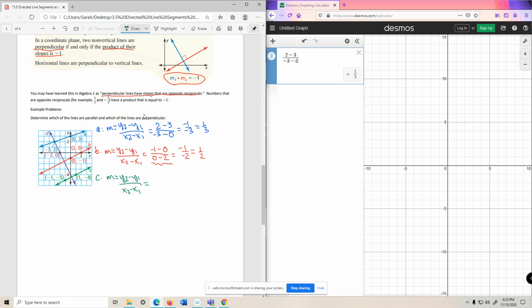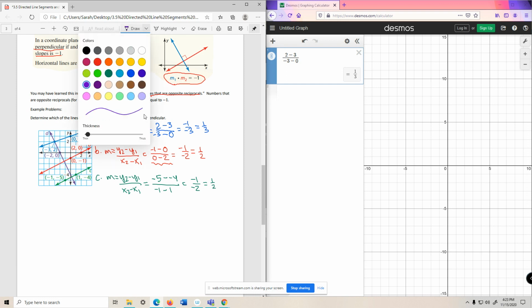I'm going to treat -1, -5 as my second point. So -5 is y2 minus -4 for y1. -1 is x2 minus 1 for x1. -5 minus -4 is like -5 plus 4, so -1. -1 minus 1 is -2. Negative over negative is the same thing as a positive.